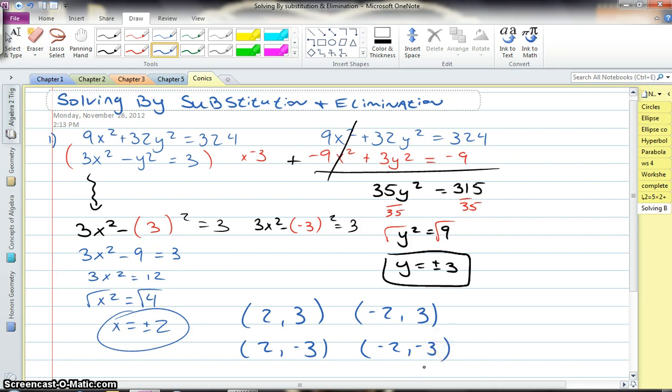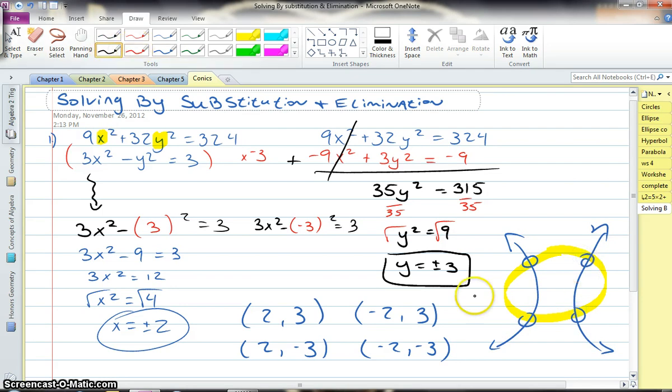All right, so we did all 4 possible combinations because of this fact here. Because we have y squared and x squared, both the positive and negative solutions work. And if you think about it on our graph, we would have the positive and negative, because we would have up here and down here, up here and down here.